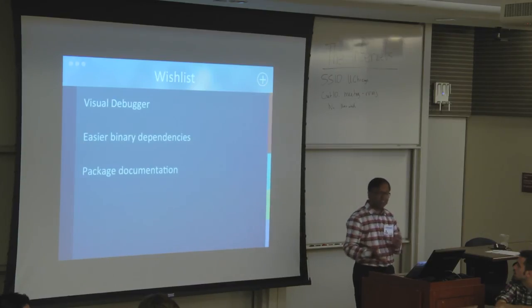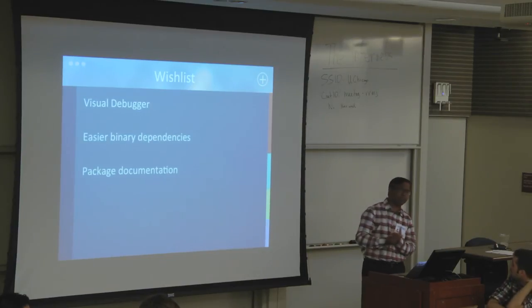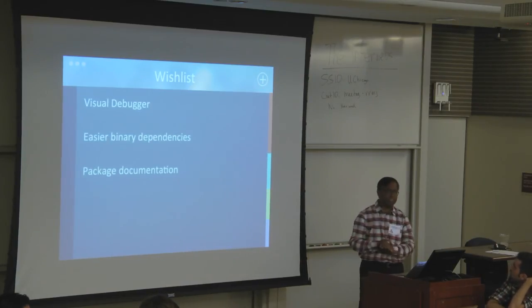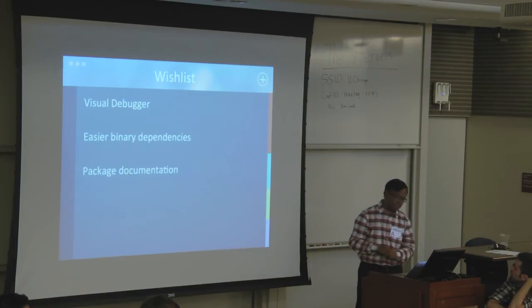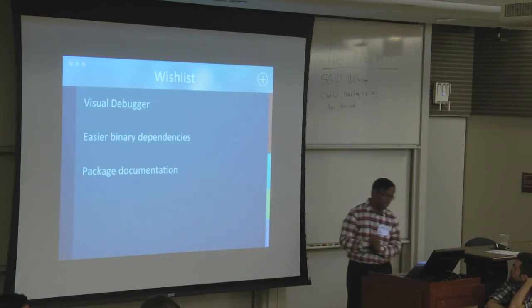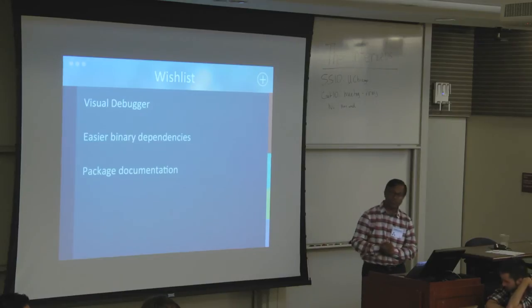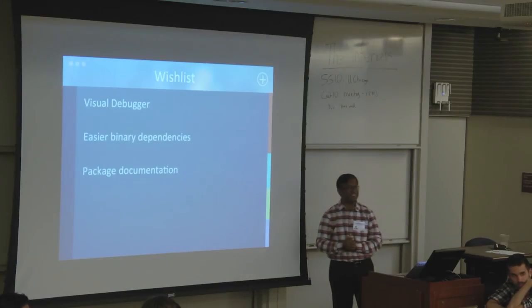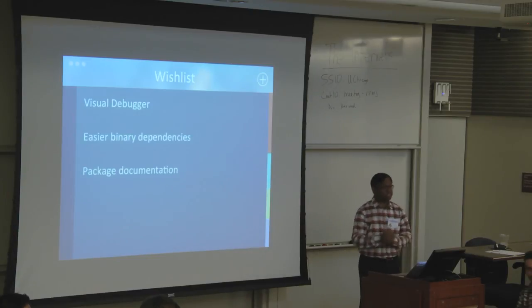Easier binary dependencies. We used HDF5 in one of our projects, and we've been installing HDF5 on Windows. So that's something that I don't know whether there are easy answers to. And the other complaint was general package documentation. I'm sure everybody knows that that's an area that we need to improve. There's a very easy solution to that: don't use Windows.